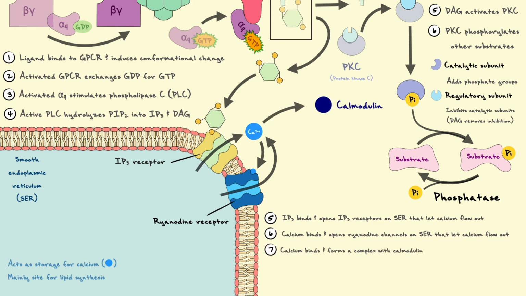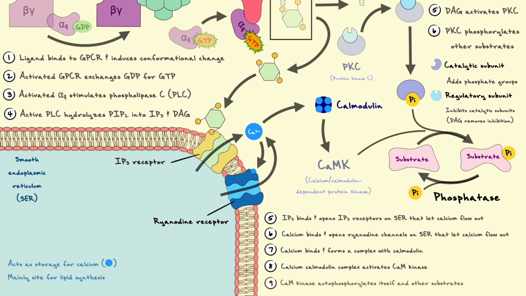Moreover, calcium can bind to the small cytoplasmic protein named calmodulin. The calcium-calmodulin complex then activates the calcium-calmodulin-dependent kinase, also commonly referred to as CaMK. Like the other kinases we've discussed, CaMK goes on to phosphorylate other substrates. Again, these substrates can include ion channels, vesicle proteins, transcription factors, and so on and so forth.